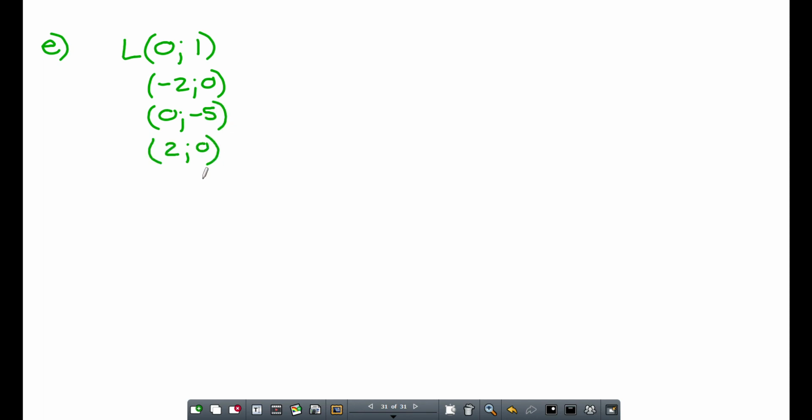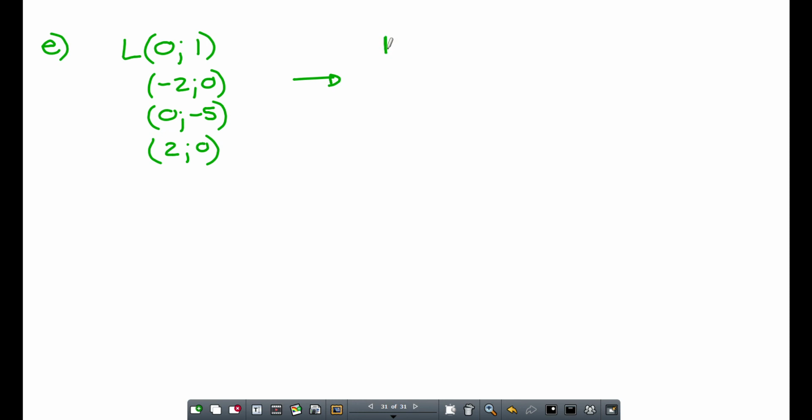Okay, at E, state the coordinates of shapes L and M and then fully state the transformation that has occurred from L to M. Okay, so L, the coordinates. Have a look at that top corner is where X is 0 and Y is 1. Then X is minus 2 and Y is 0. X is 0 and Y is minus 5. And X is 2 and Y is 0.